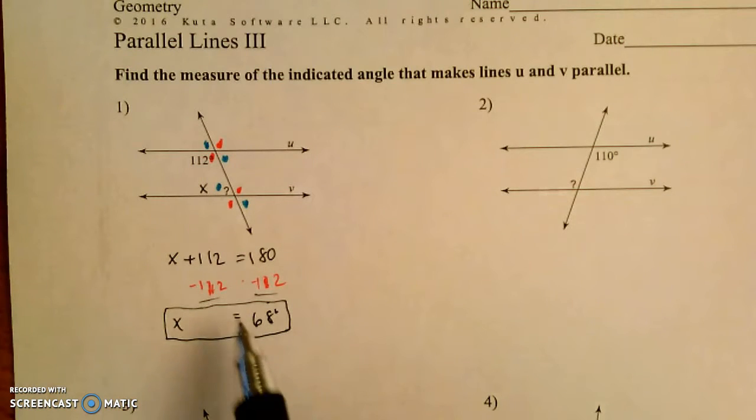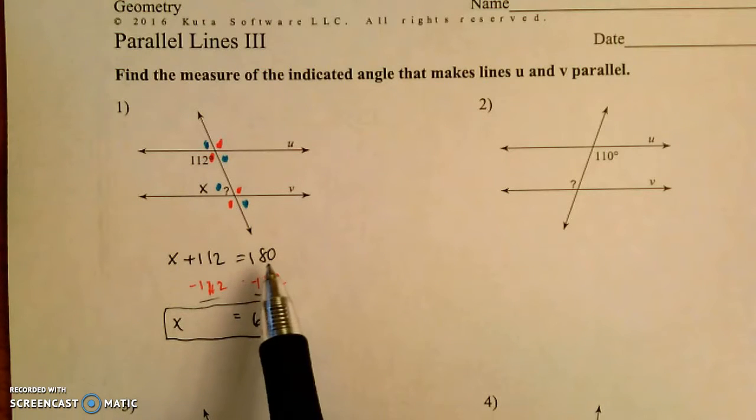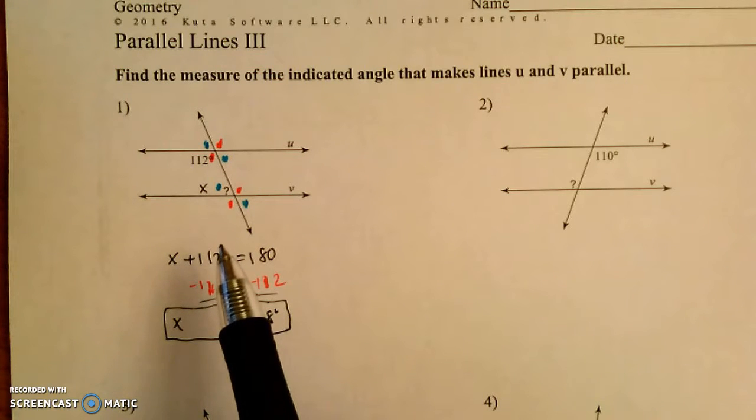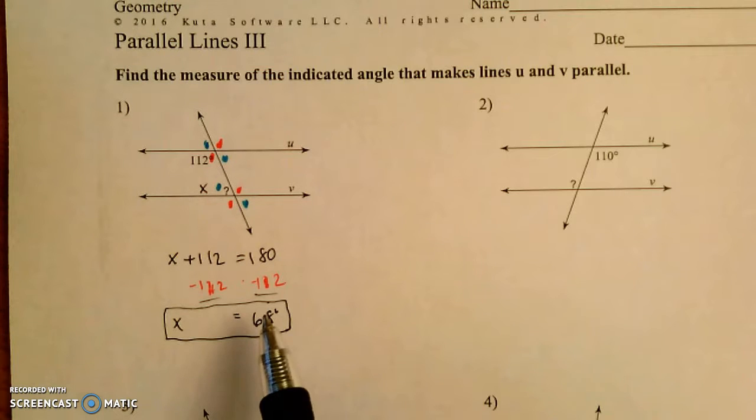Now, I'm showing you how to do this and show your work, and we're setting it up here so that when we later solve for x with more complicated expressions, it's going to be the same setup. But of course, if this is all you had to do, I would just say they're supplementary, so 180 minus 112 is 68.